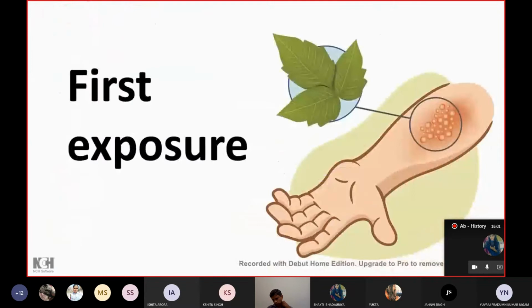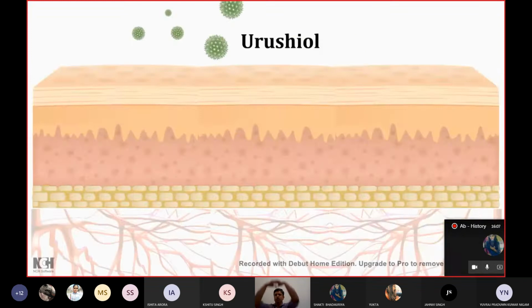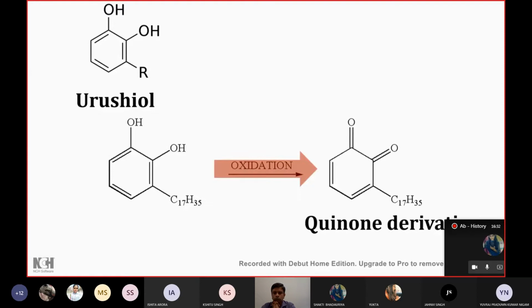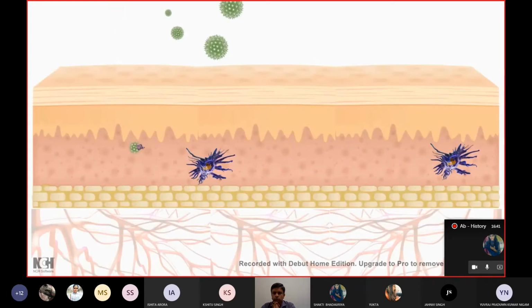Let's take a live example. We know that contact dermatitis is caused by poison ivy, right? When poison ivy touches your skin, an active molecule known as urushiol goes inside. Urushiol is nothing but a benzene derivative, so it is pretty simple in structure. What happens is, when urushiol goes in, its alcoholic form gets oxidized inside the skin to form a quinone derivative, and this quinone derivative is highly, highly reactive.